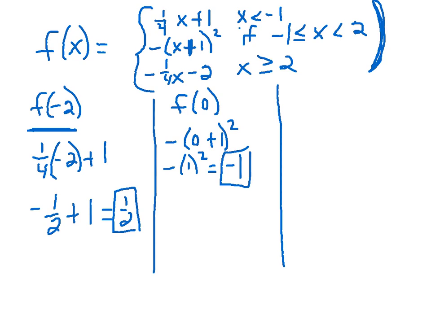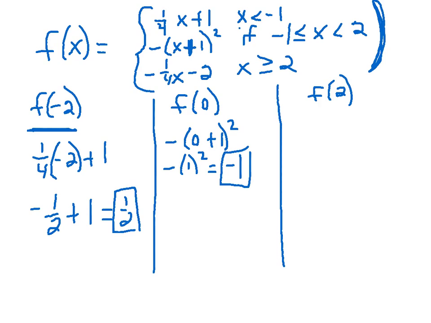The third one is they want us to evaluate when x is 2. So if we look at the top equation, is 2 less than negative 1? Nope, we're going to ignore that. The middle one, is 2 greater than or equal to negative 1? Yes. Is it less than 2? No, 2 is not less than 2. So we go to the third one.